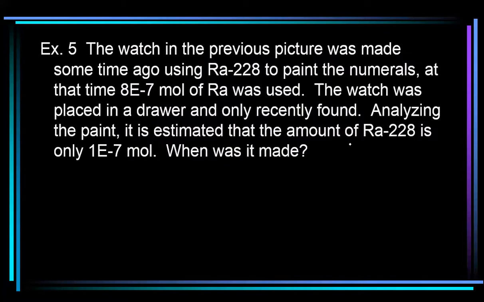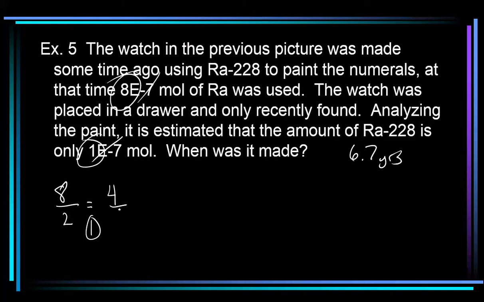Okay, radium-228 is 6.7 years according to that chart. We start at 8 times 10 to the negative 7th. We have to go to 1 times 10 to the negative 7th. Since they're both times 10 to the negative 7th, what can we do with that? So we need to go from 8 to 1. Ready? 8 divided by 2 gives you 4. And that's 1 half-life.